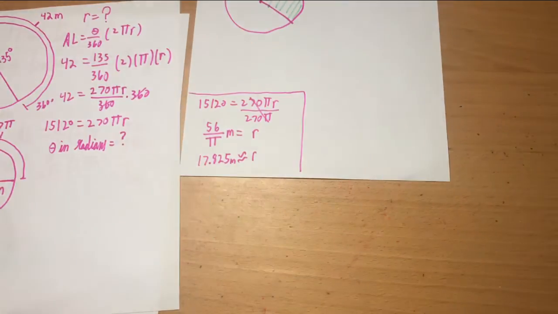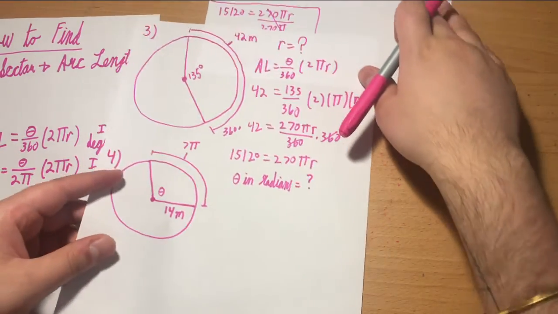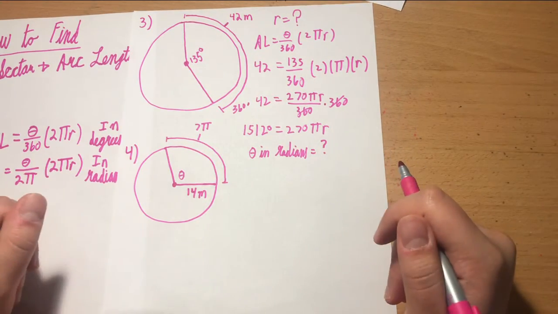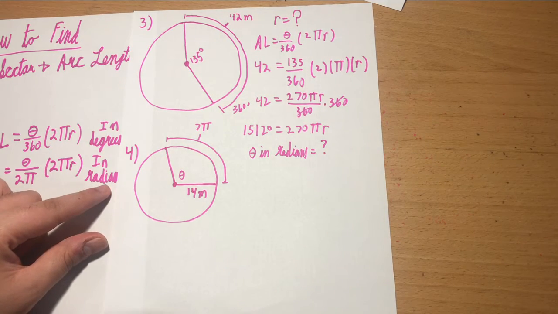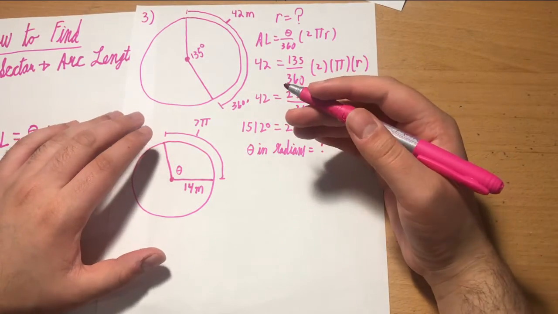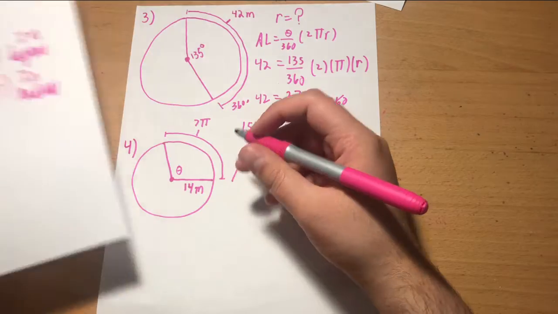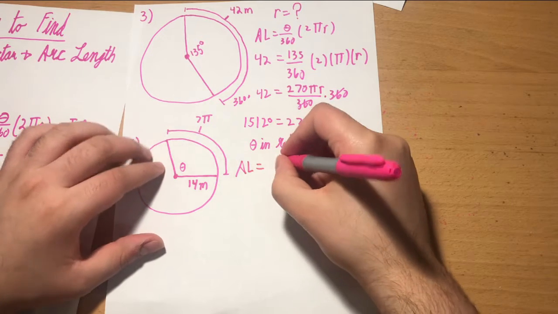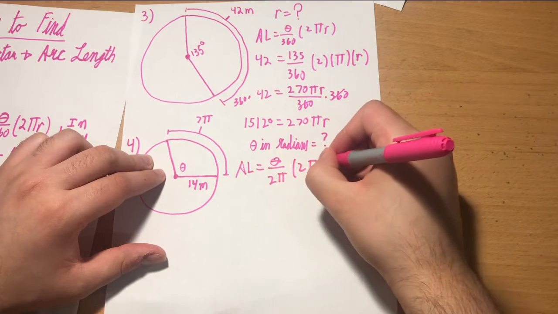All right, so now let's look at our last example for arc length. The next examples we go through will be area of a sector. So here, we're asked to find theta in terms of radians, with an arc length being 7 pi and a radius being 14 meters. So this should be pretty familiar at this point. Our equation for arc length in radians, because that's what they're asking us to do, is going to be arc length is equal to theta over 2 pi multiplied by 2 pi r.